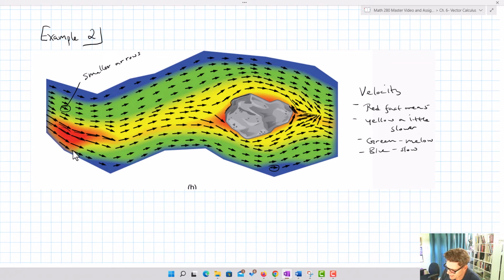And it seems to make sense too. For whatever reason, this change in direction here seems to cause an increase in speed. And certainly if you can imagine yourself in a river around the rocks, we get rapids around rocks, and so things get faster.